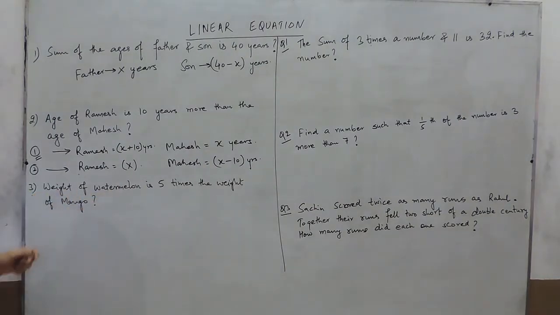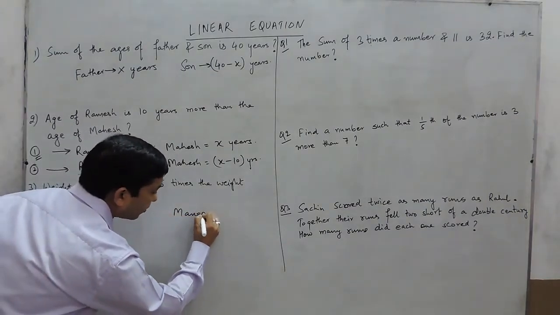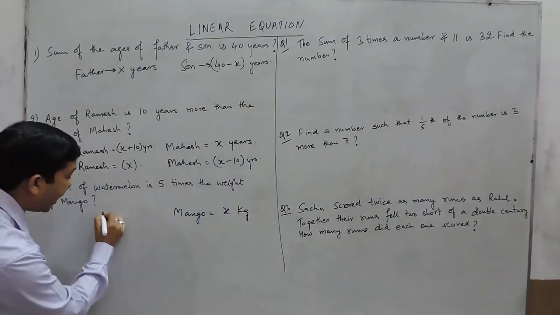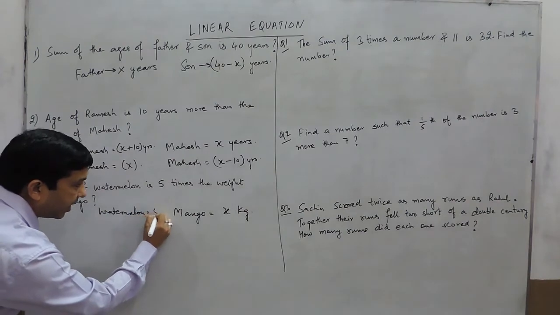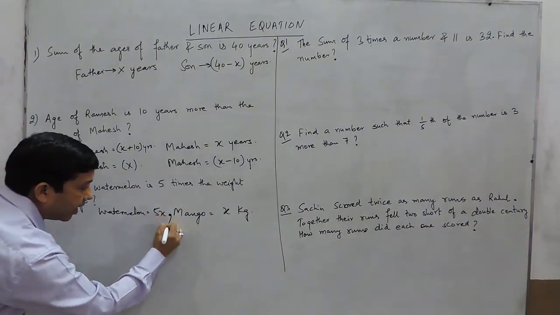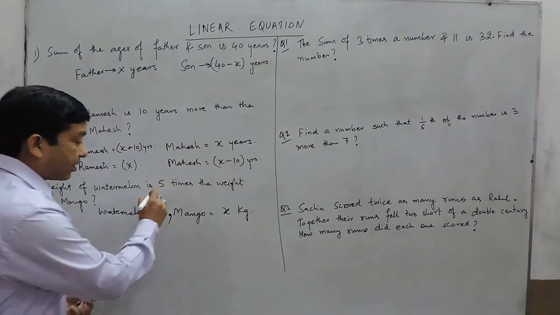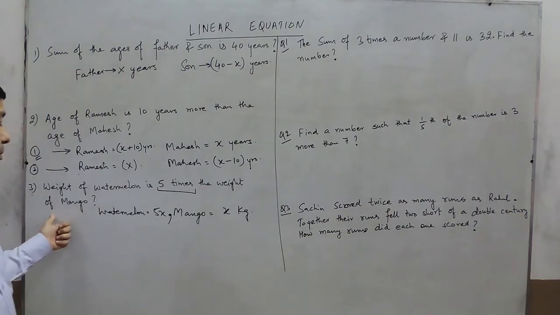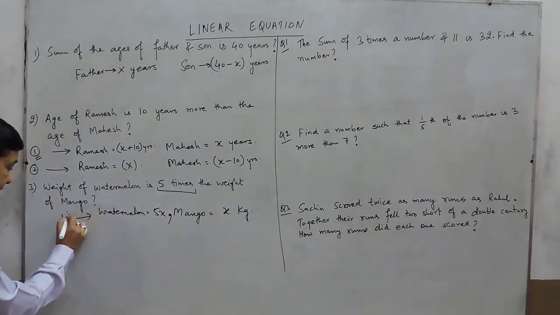In the third question, weight of watermelon is 5 times the weight of mango. Again, suppose we take the weight of mango as x kilograms, then the weight of watermelon is definitely 5x. It is 5x because it is 5 times, and 5 times means 5 multiplied by the weight of mango. So watermelon is 5x. This is the first assumption we could take.